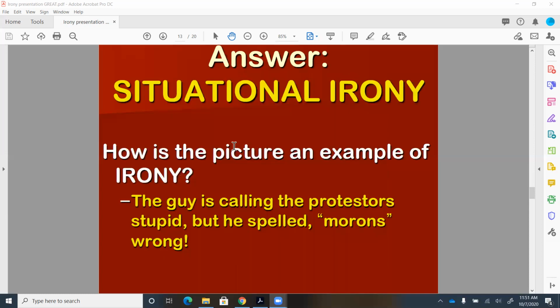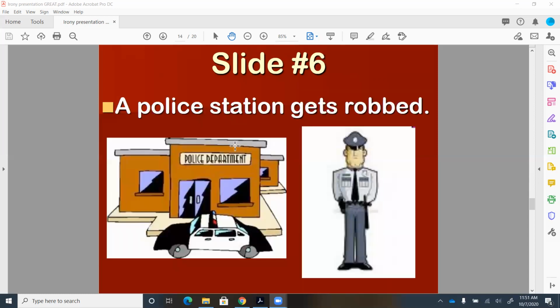And it is situational irony. He didn't actually say anything, but he's calling protesters stupid, but then he misspelled the word moron. So that's why it's situational irony. We wouldn't expect that to happen.